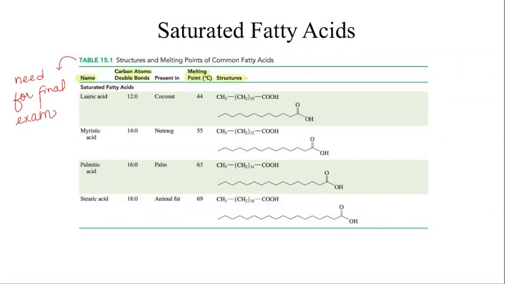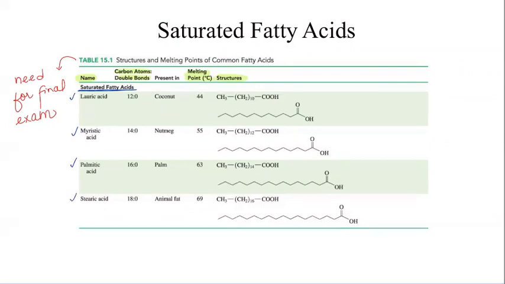So in this slide, slide 5, what we have is the list of saturated fatty acids that you need to be familiar with. As you can see, we have lauric acid, which has 12 carbons, and there are no double bonds because all of these fatty acids are saturated. Then we have myristic acid, which has 14 carbons in length. We have palmitic acid, which has 16 carbons in length, and we have stearic acid, okay?